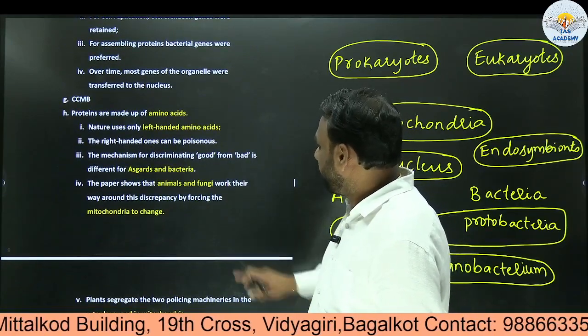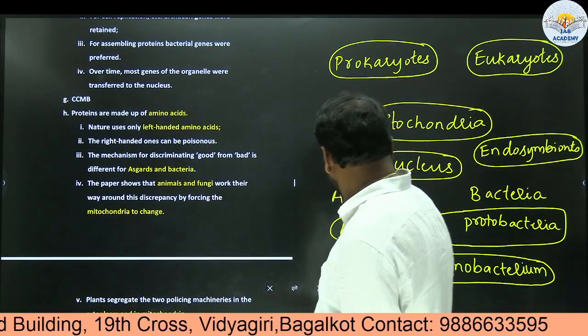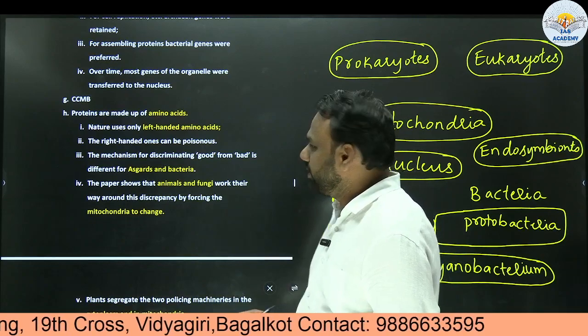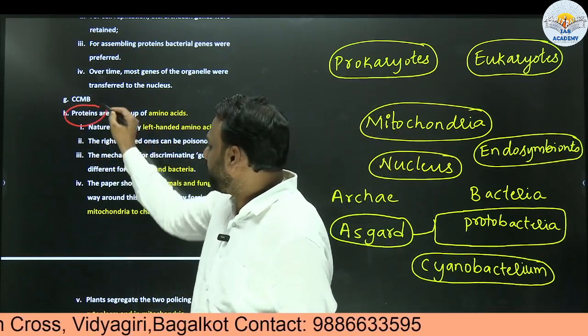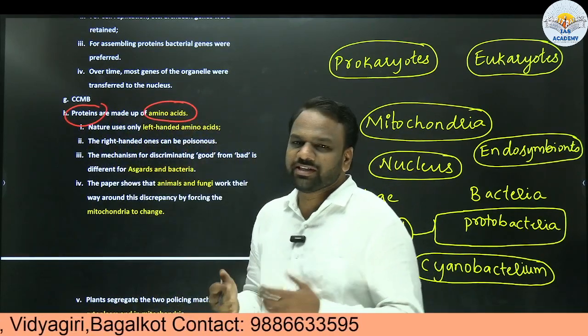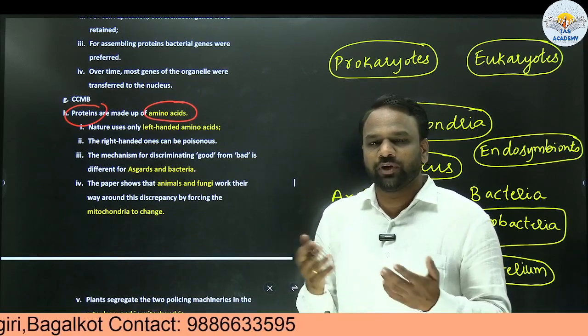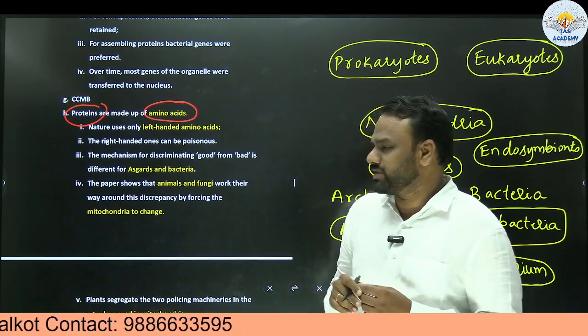Next, in this context, a few things are important. What is that? Amino acids. Proteins are made up of amino acids. These kinds of questions can be framed. Proteins are made up of what? They are made up of amino acids.